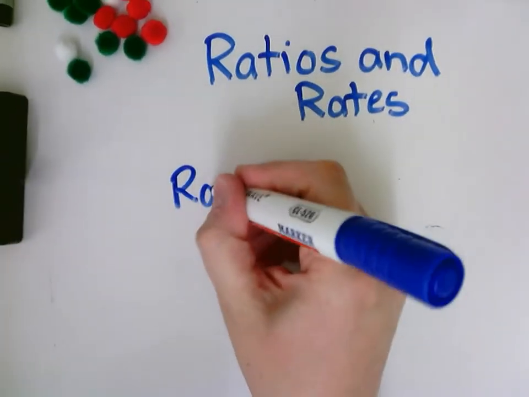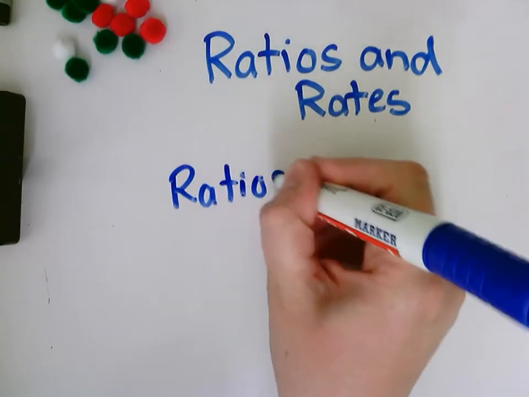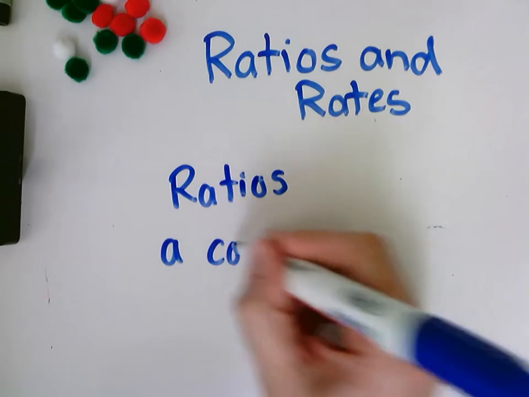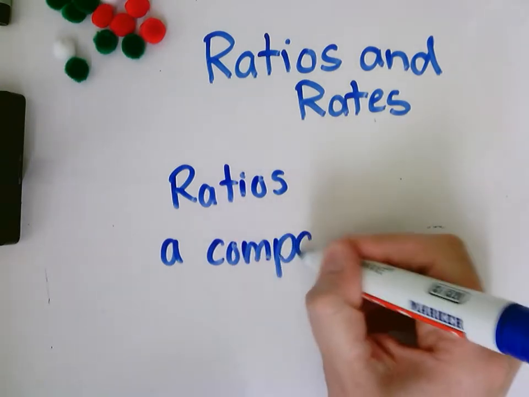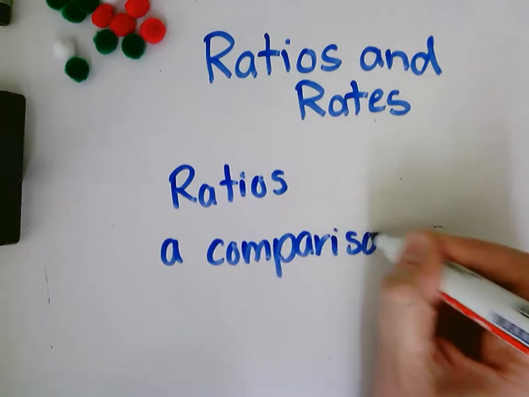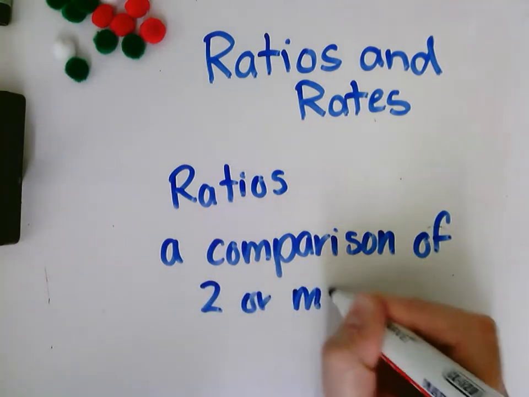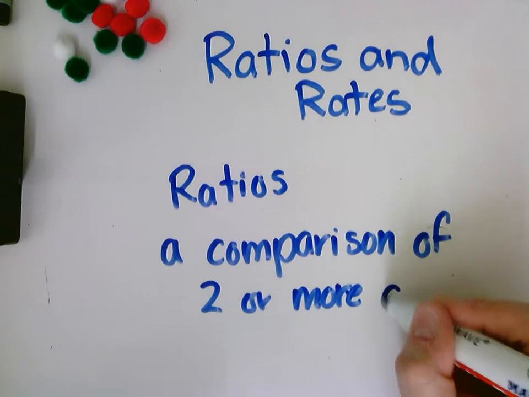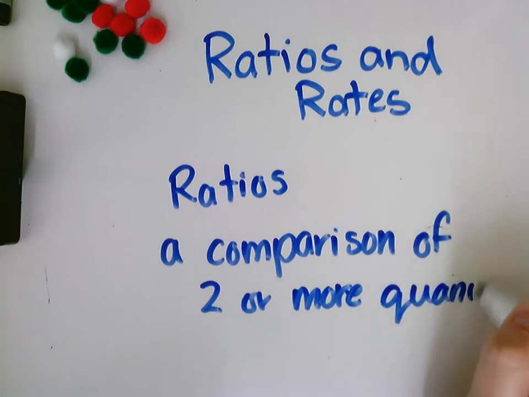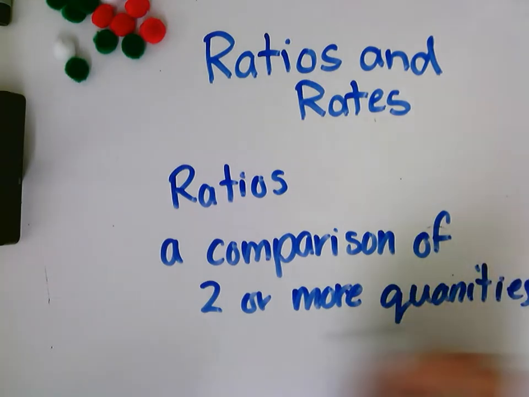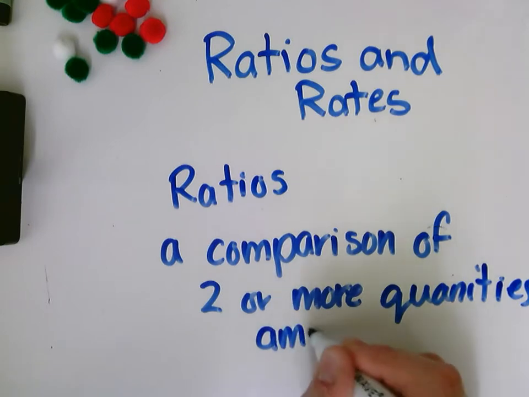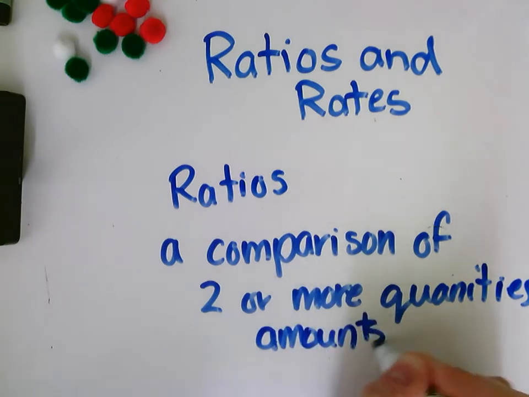And ratios are a comparison of two or more quantities or amounts. Okay, so we're comparing two amounts of something. So let's give an example.